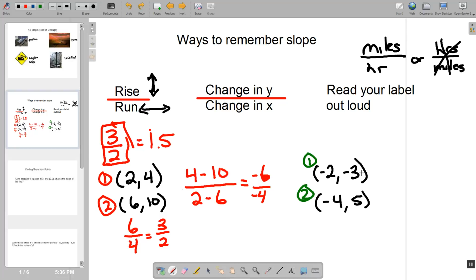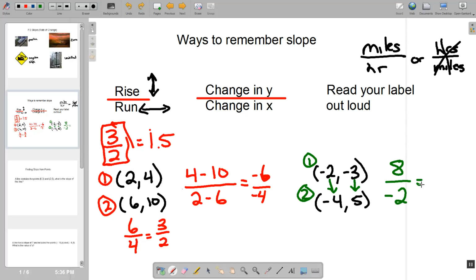Because we got a bunch of negatives in here, instead of writing out this whole step, I just think about if I'm looking at the graph, am I going up or down? So from -3 to -5, I am going up 8. So that's a positive 8. And from -2 to -4, I am going down 2.